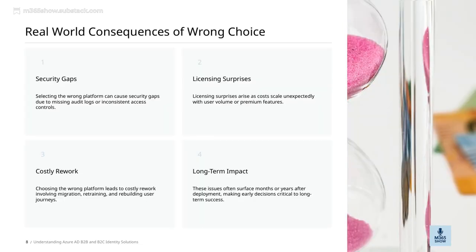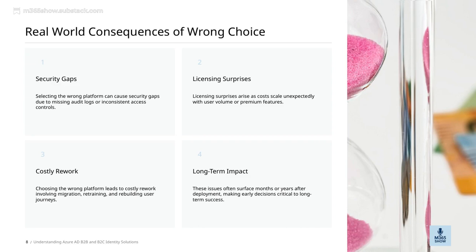Now, let's take a closer look at the real-world consequences of making the wrong choice when it comes to Azure AD B2B and B2C identity solutions. These issues often don't show up immediately. They can surface months or even years after deployment. That's why making the right decision early on is so critical for long-term success.